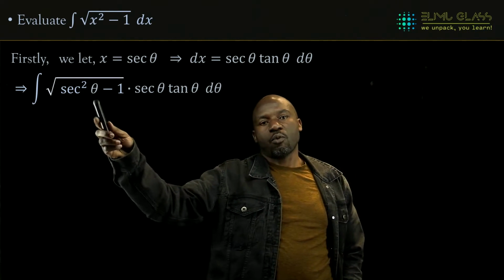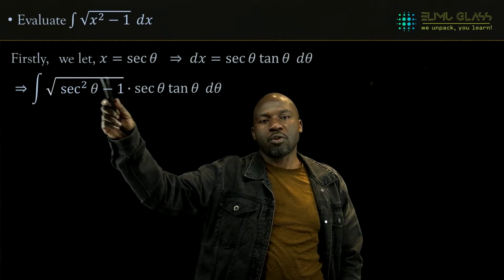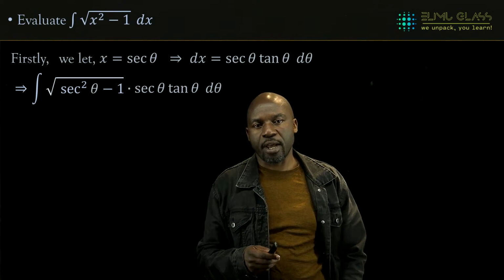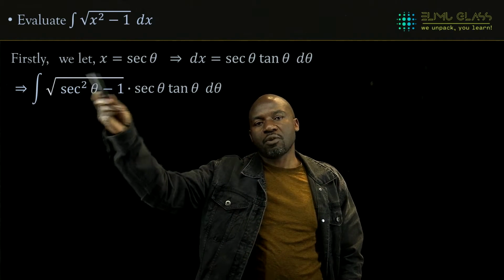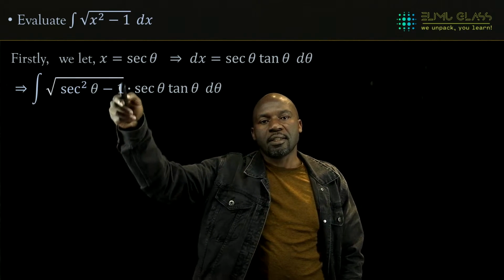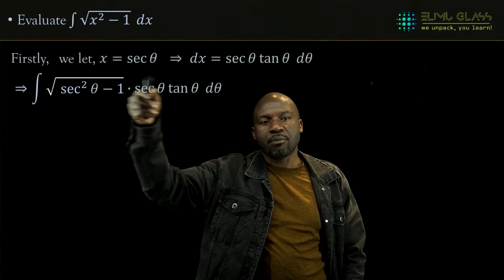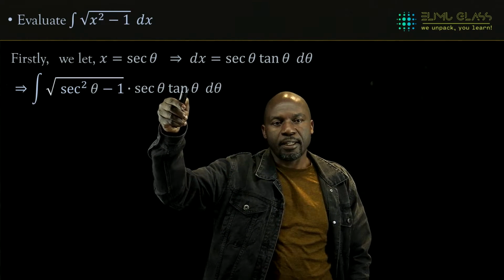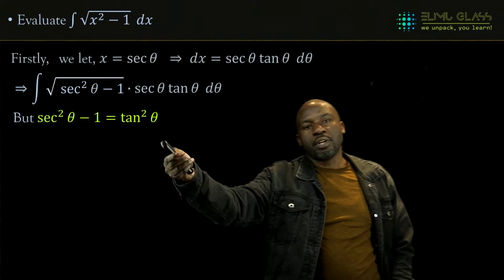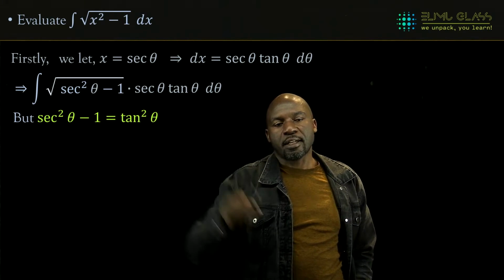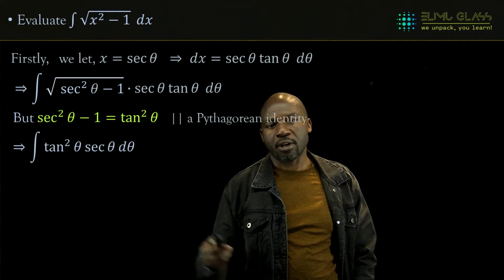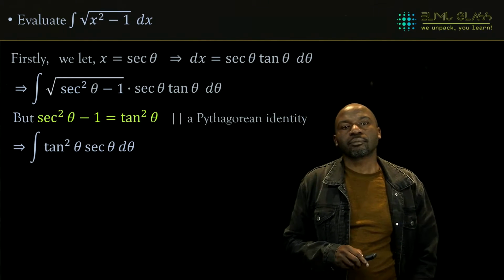Now, the reason I did this in the first place is because I know that the stuff inside the square root sign is the same as tangent squared of theta. So if I find the square root, the whole of that is basically just tangent of theta. And since this is tangent of theta, the whole thing becomes tan squared theta sec theta d theta, because we know that the inside is tan squared. So if we simplify by Pythagorean identity, we end up with that.